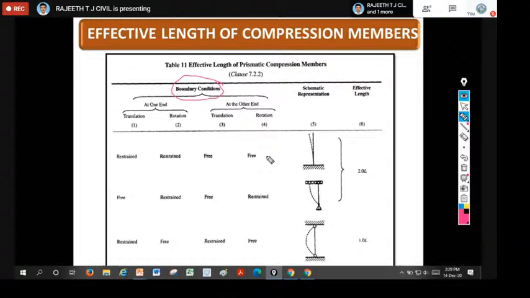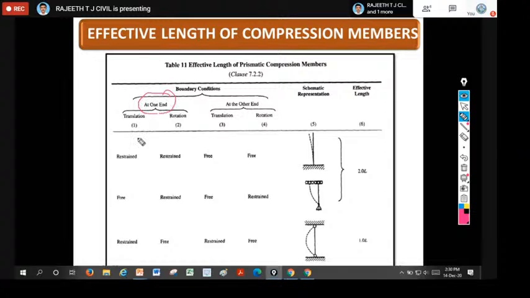Okay. So first, for example, if you go for this problem, in the first case, at one end there is translation, that is horizontal movement, and rotation, what we're going to get at the end of the member. At the other end, you have the same thing, translation and rotation. Based on whether you provided restriction to the translation or provided free translation of the joint, we can categorize different categories here. Okay, we will see what those categories are.